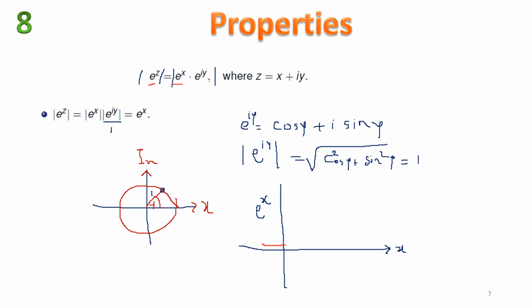When x is equal to 0, e to the 0 will be 1, so it has value 1, and as x increases it rapidly goes up. So this has asymptotic behavior with your x-axis in the second quadrant. Therefore, this function is never going to be negative. So you can drop the mod sign and you can strictly write e to the x. So mod of e to the z is simply equal to e to the x.